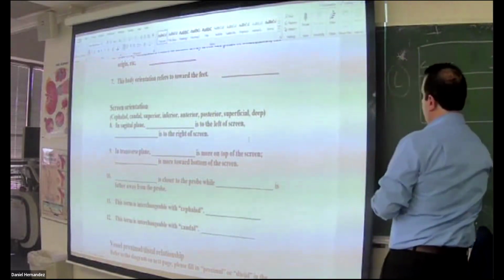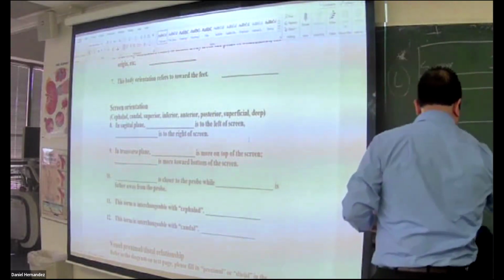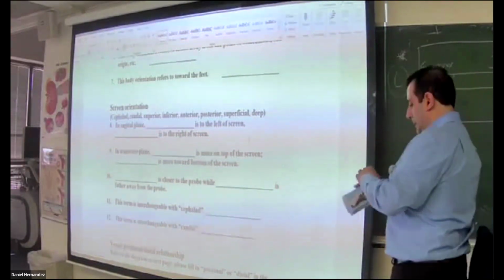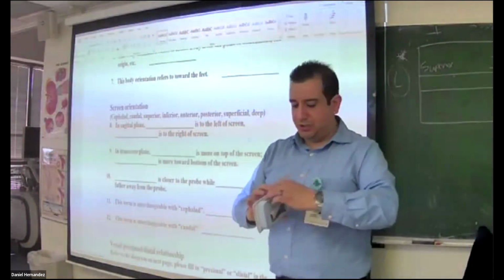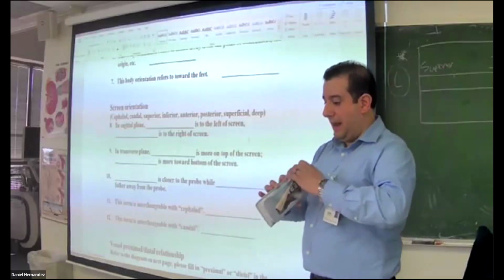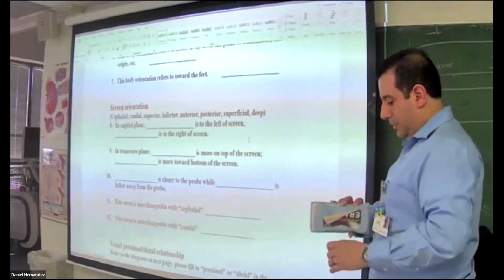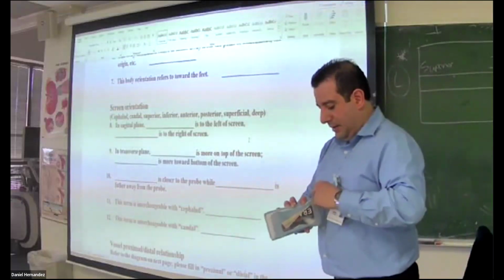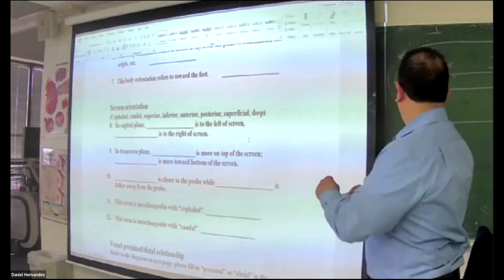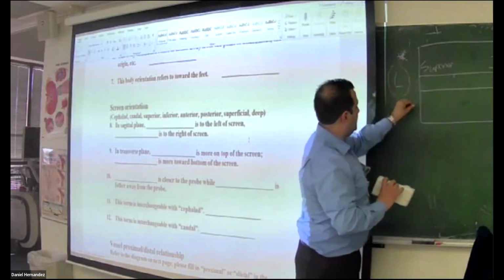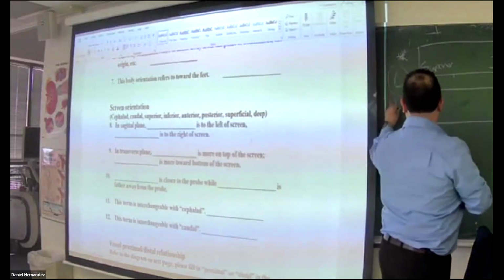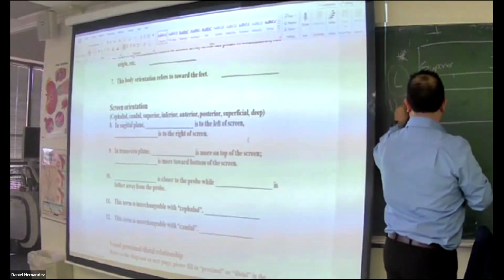So we said the left side of the screen always represents the notch on your transducer. Every transducer is going to have that notch on it. So when we're in a sagittal orientation, the notch is on this side of the screen. This is where our notch is going to be. That's the notch.